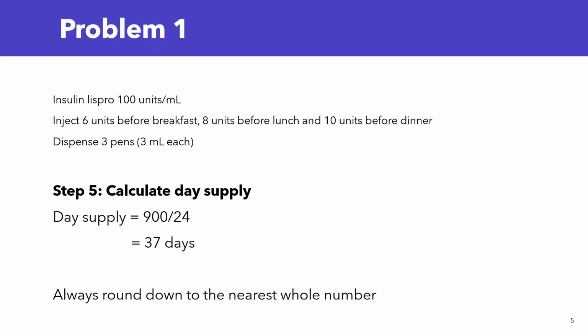Now, something very important. When you do this calculation, the answer is going to be 37.5, I believe. Now, when calculating day supply, you always round down to the nearest whole number. So don't round up. You may wonder why, because let's say you said 38 days. Well, you don't really have enough to last 38 days. You really only have enough to last 37 days. Yes, there might be a little bit left, but that little amount left is not going to be enough for another whole day. So you round down. So the correct answer here is 37 days.